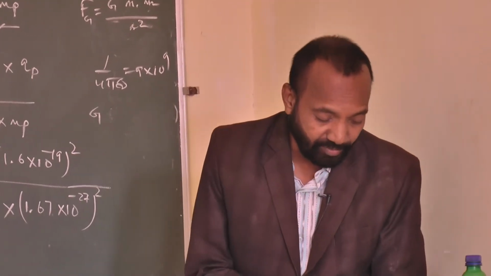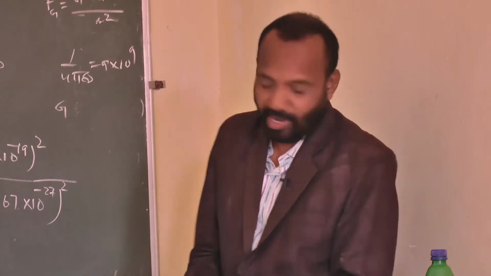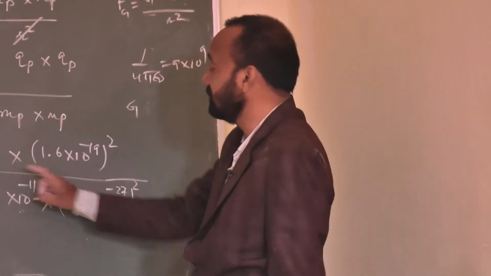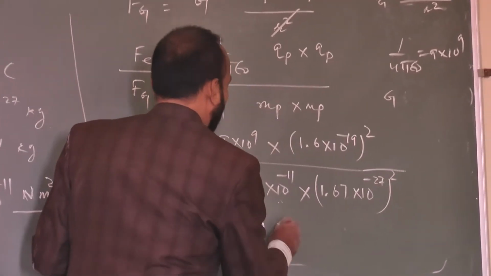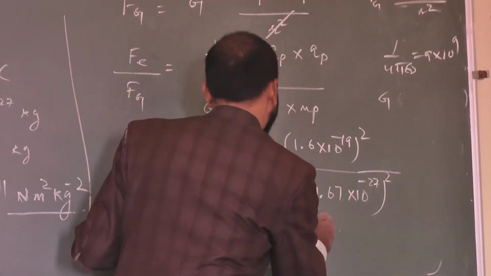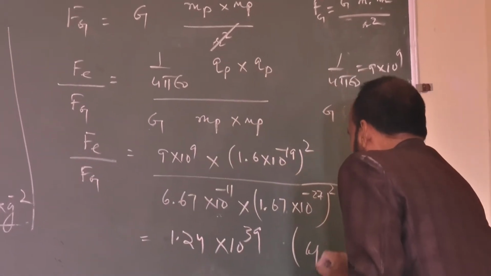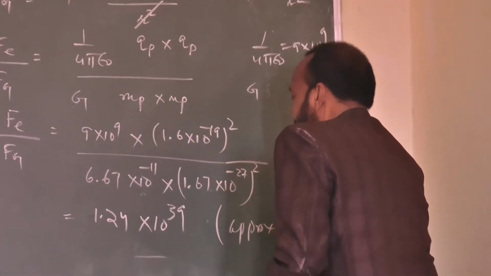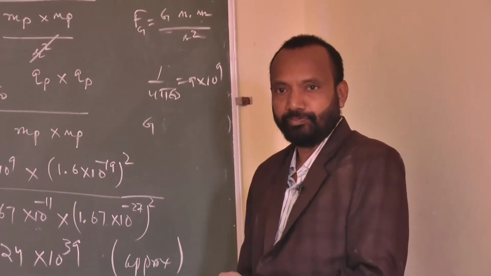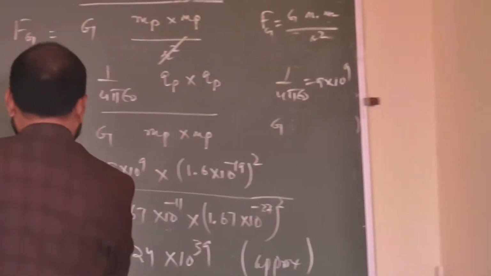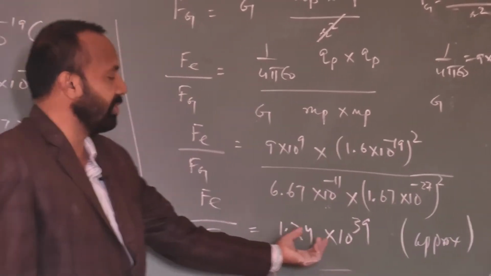So if the same thing is there, then what will happen? This is the case of 2 protons, and here the value will come approximately 1.24 into 10 to the power 39. So here the ratio of Fe and Fg I got is 1.24 into 10 to the power 39.